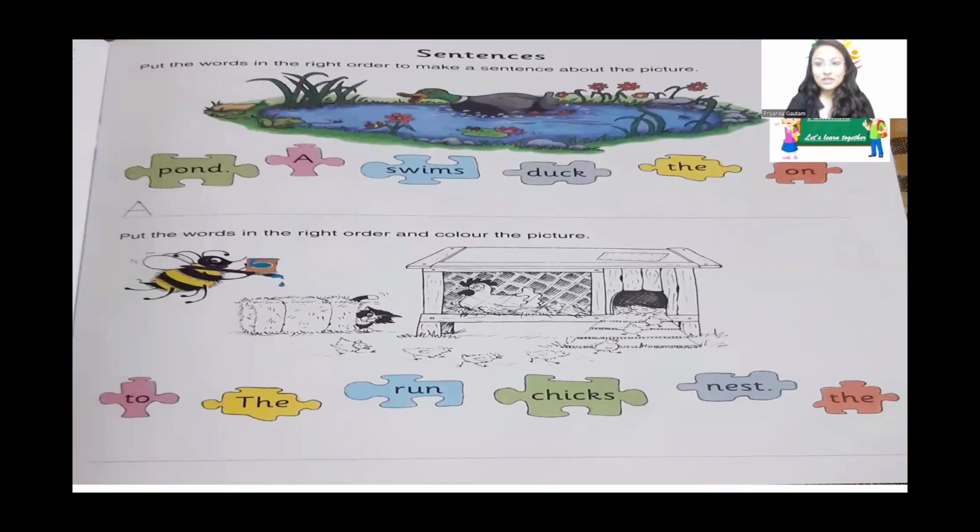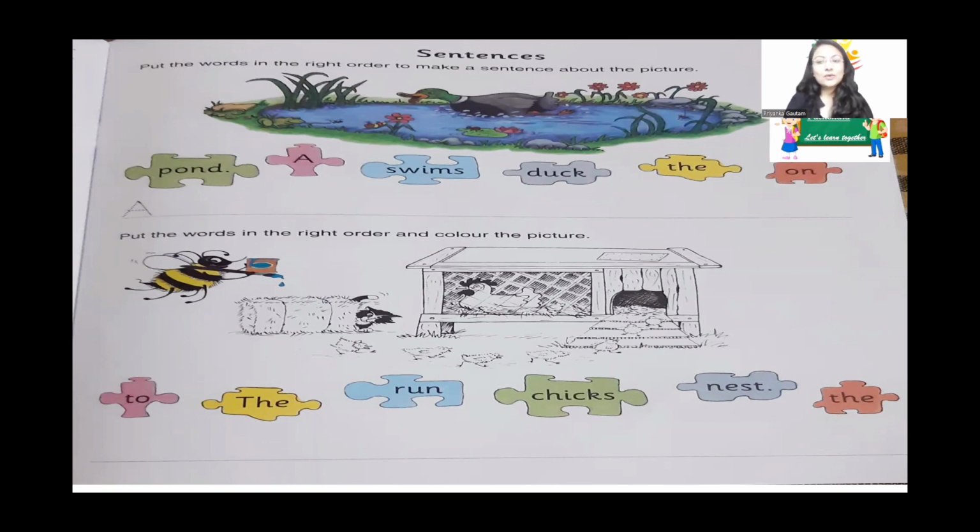So who is there? There is a subject we need to write, meaning who is doing, who is there in the main part of the picture. So there is a duck. So a duck, what is a duck doing? Duck swims, that's a verb. So a duck swims where? A duck swims on a pond. So this is our complete sentence. Now we are going to add that period.